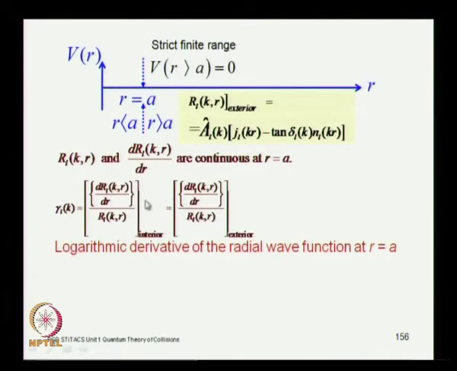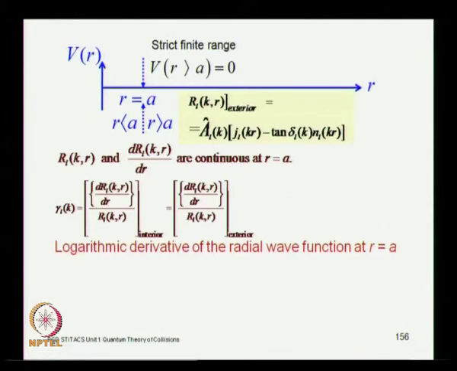So, we can say this in terms of the logarithmic derivative of the radial wave function at r equal to a: this logarithmic derivative must be continuous at r equal to a, so if you evaluate it in the interior region, it must be the same in the exterior region. We do not have much information about the nature of the radial function in the interior region, but we do know what it is in the asymptotic, exterior region.